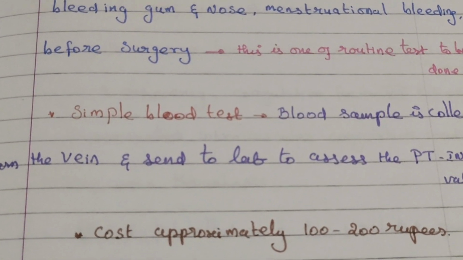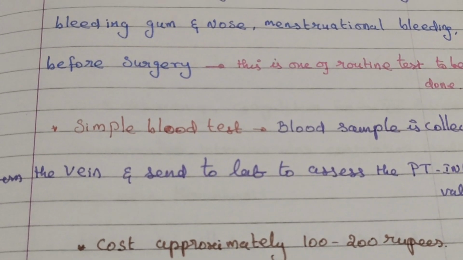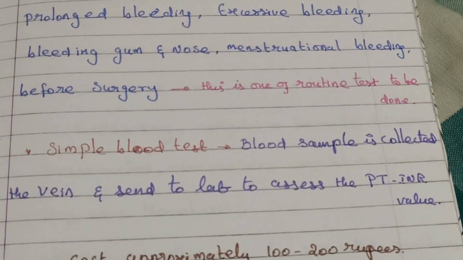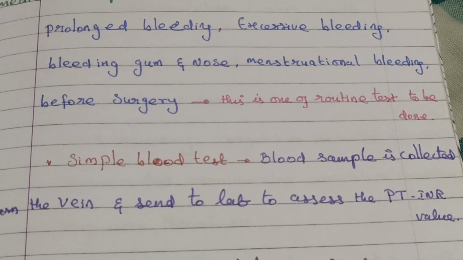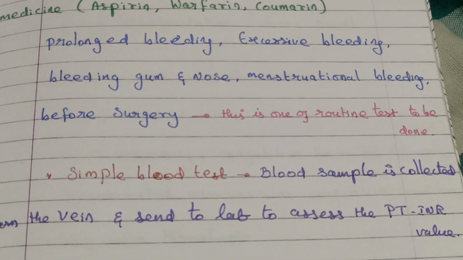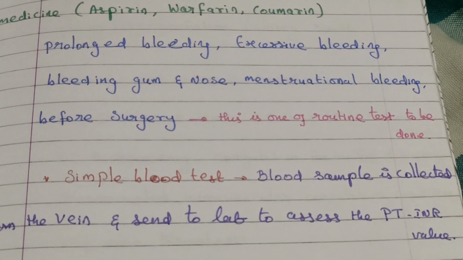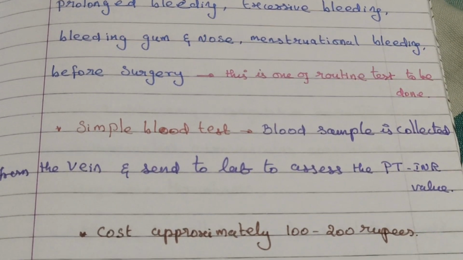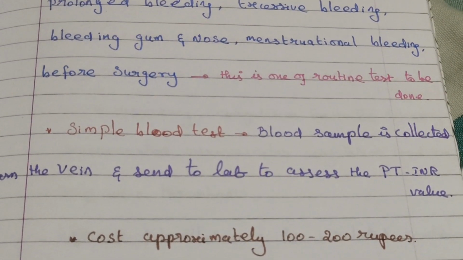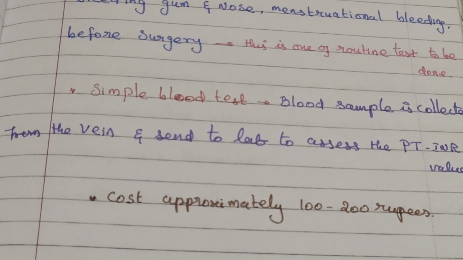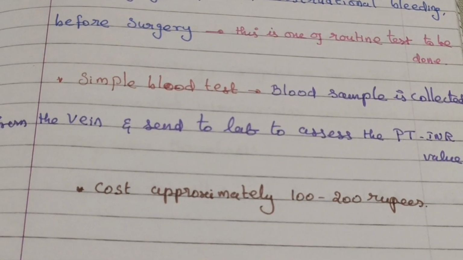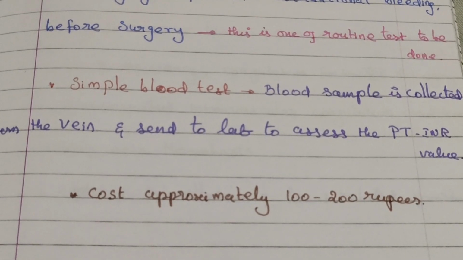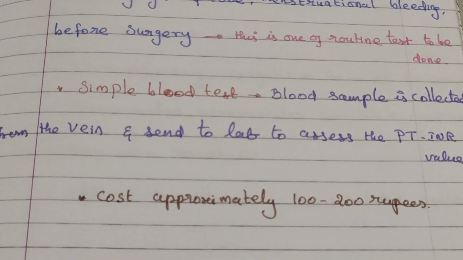This is a simple blood test where a blood sample is collected from the vein. From the vein we collect a blood sample and it is sent to the laboratory to assess the PT-INR value. The cost of this test is approximately 100 to 200 rupees only.